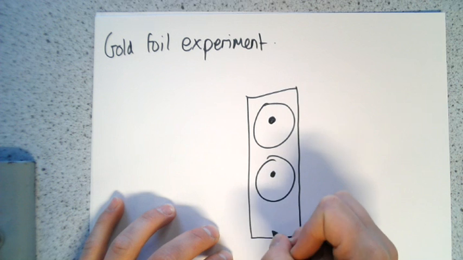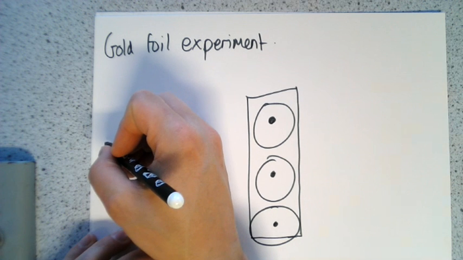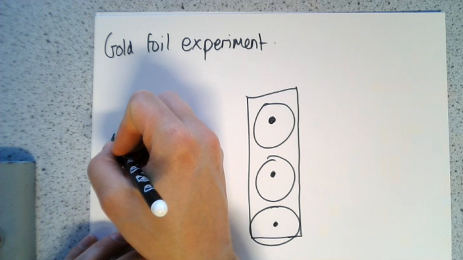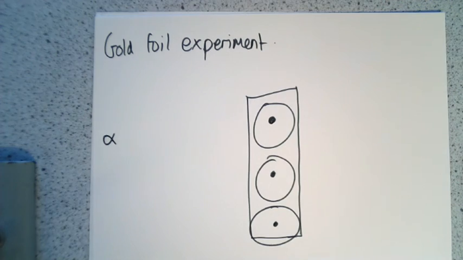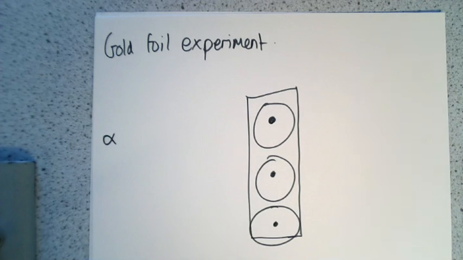So a pair of googly eyes. Now it looks like a three-eyed cyclops. And he fired alpha particles, and for this I'm going to use the Greek symbol for alpha. I'll come on to this in a minute. He fired them, and there were three things I noticed. Three things happened.